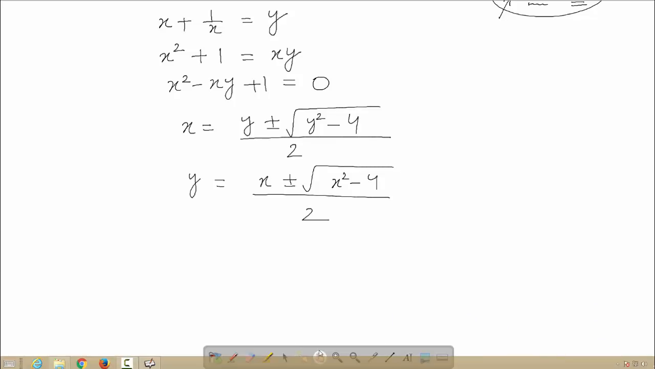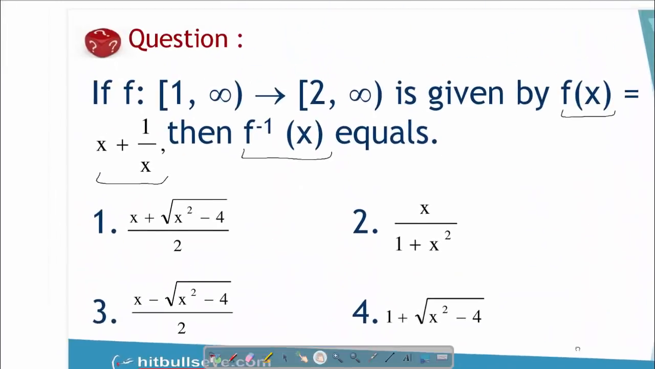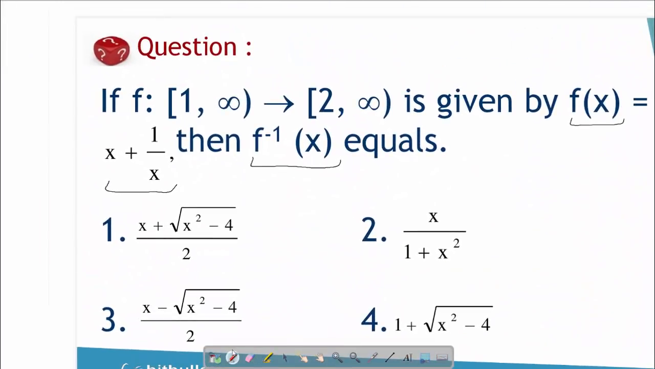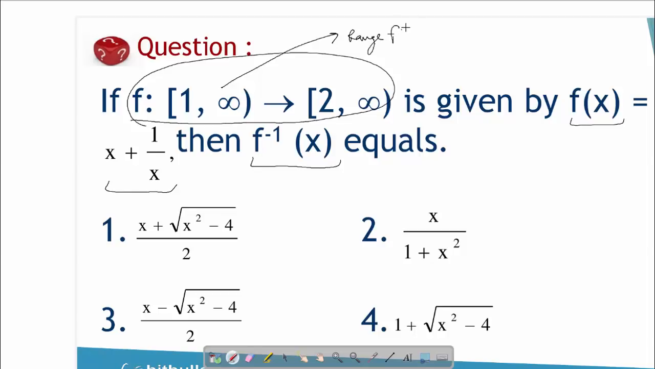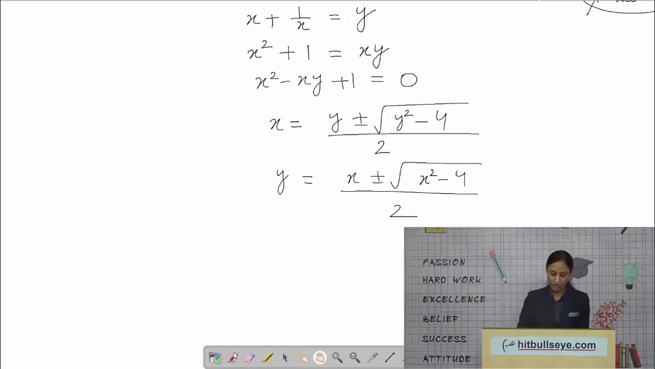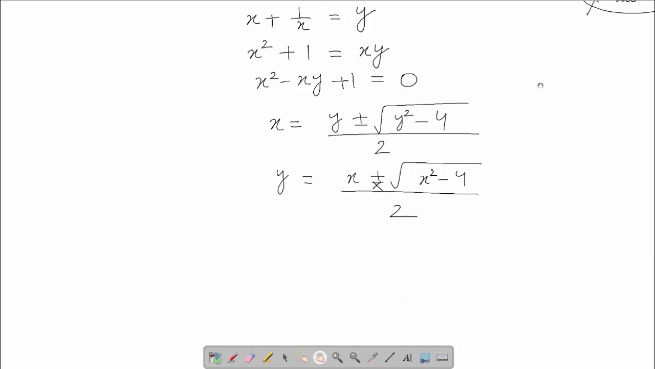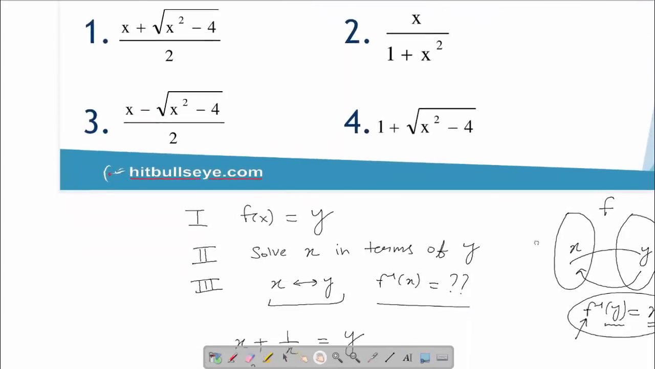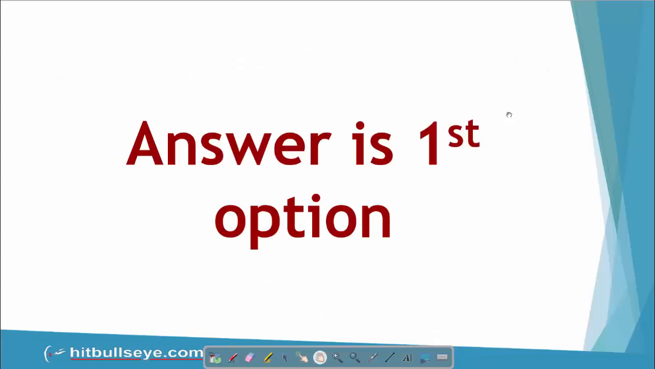Now to get rid of this confusion, we go back here and see this. The domain of the function f becomes the range of f inverse. So that means under the rule of f inverse, the answers have to be more than one. So I will have to take the positive one and ignoring the negative one. So the answer has to be x plus under root of x square minus 4 whole divided by 2. So which is nothing but the first option.